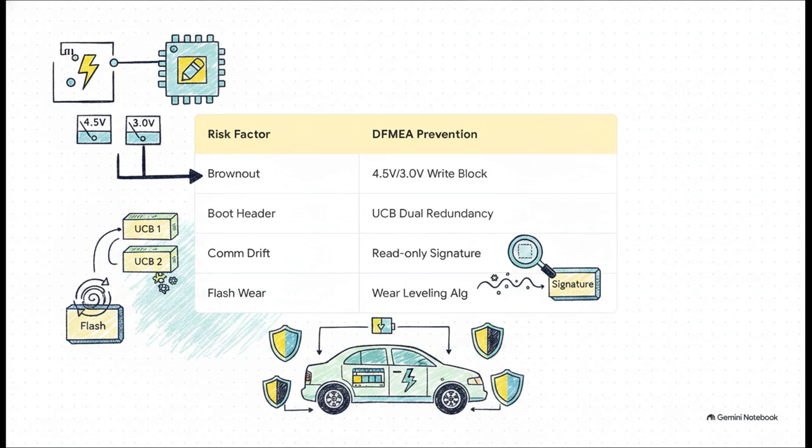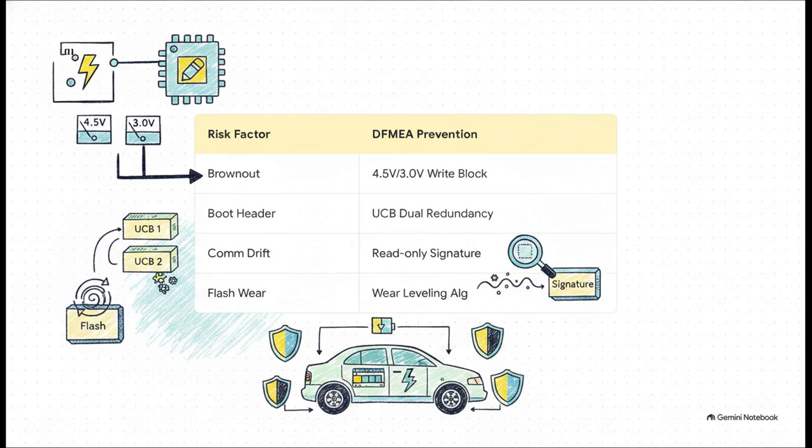Instead of relying purely on software to notice a brownout, engineers design a precision hardware hard block. If the voltage drops below exactly 4.5 volts for the analog rail or 3.0 volts for the digital one, a physical circuit literally cuts off the write enable pin to the flash memory. It stops the writing process cold, totally neutralizing the risk of a torn write.